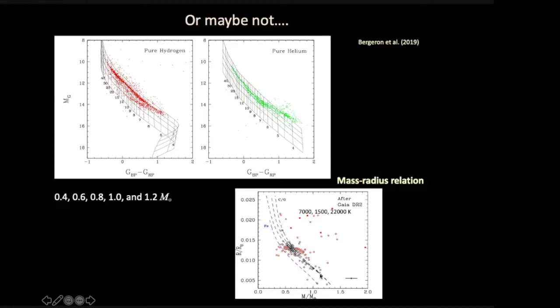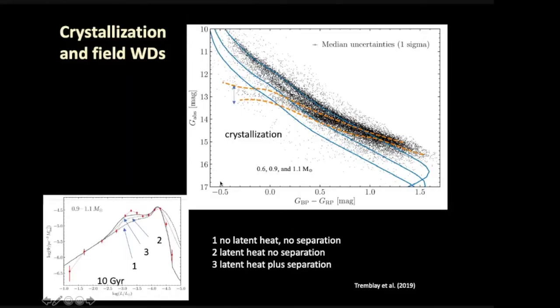You see, the black dots are, let's call it, the data with the best quality. The red ones are less good data. So the black circles tend to follow reasonably well the sequence. There is a spread, but this is the error bar. The red, the less good data, are distributed in a very different way around the line. But that's the best test of the mass radius relationship for white dwarfs that we have at the moment, still from Gaia DR2.